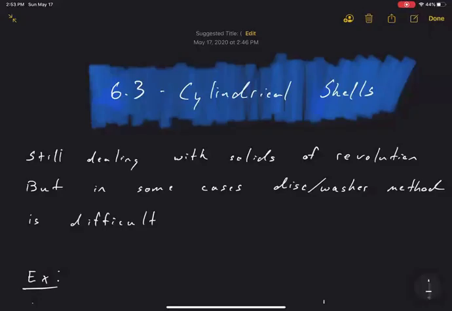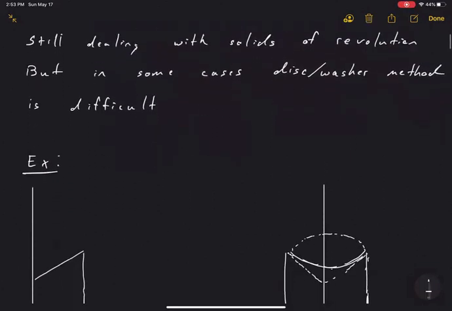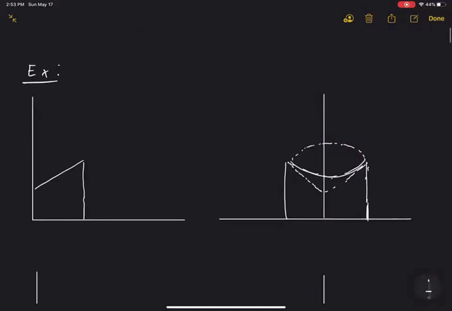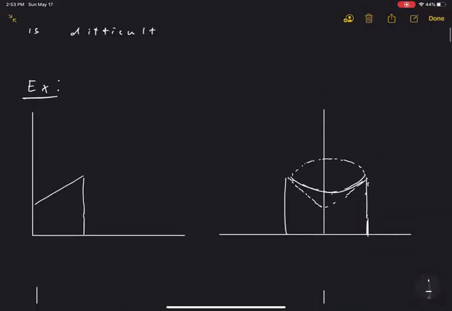Hello, everyone. Now we're going to start covering section 6.3, cylindrical shells. We're still trying to find volumes of solids, and we're still getting these solids by rotating them around a line. So we're still talking about these solids of revolution, they're called. But maybe we started picking up on this in the last section, that sometimes the disk and washer method is a bit difficult. So I've got two examples here of when disks and washers are difficult.